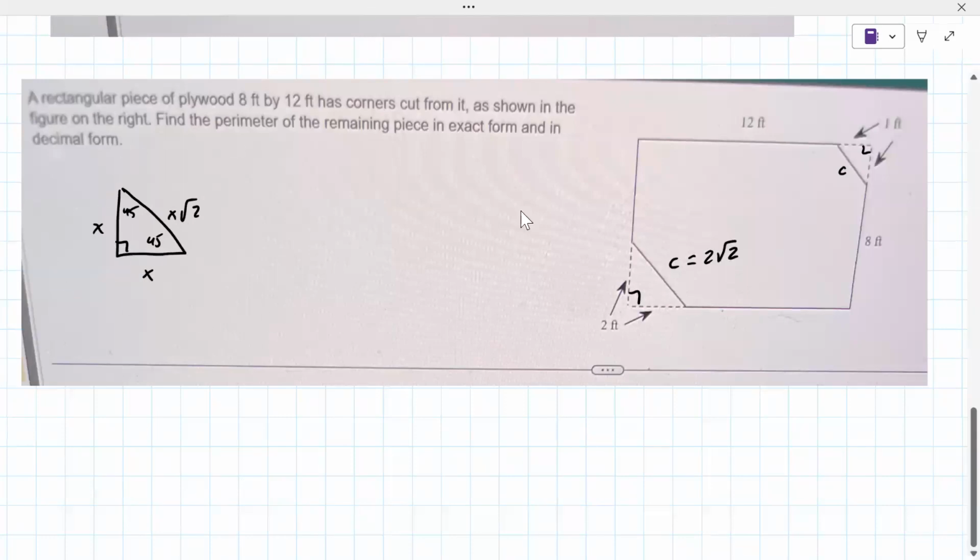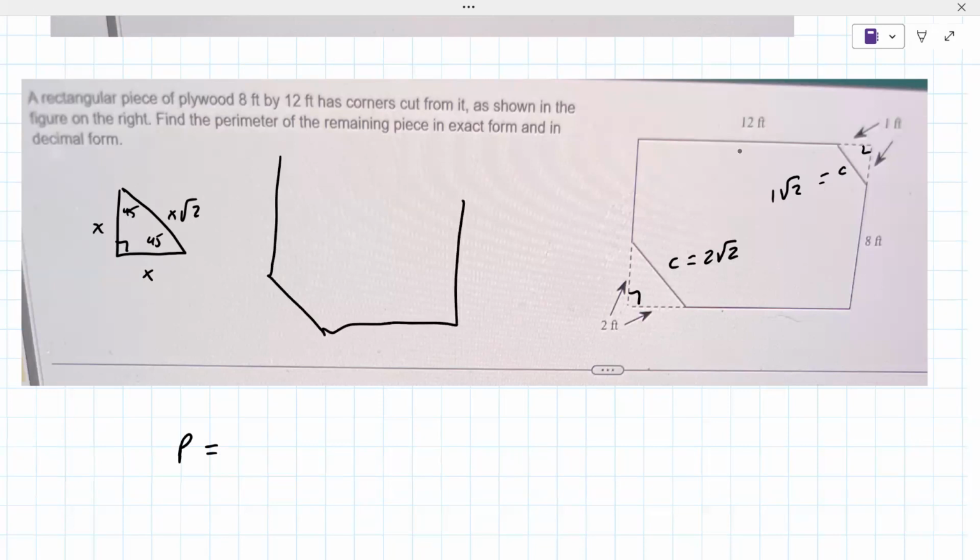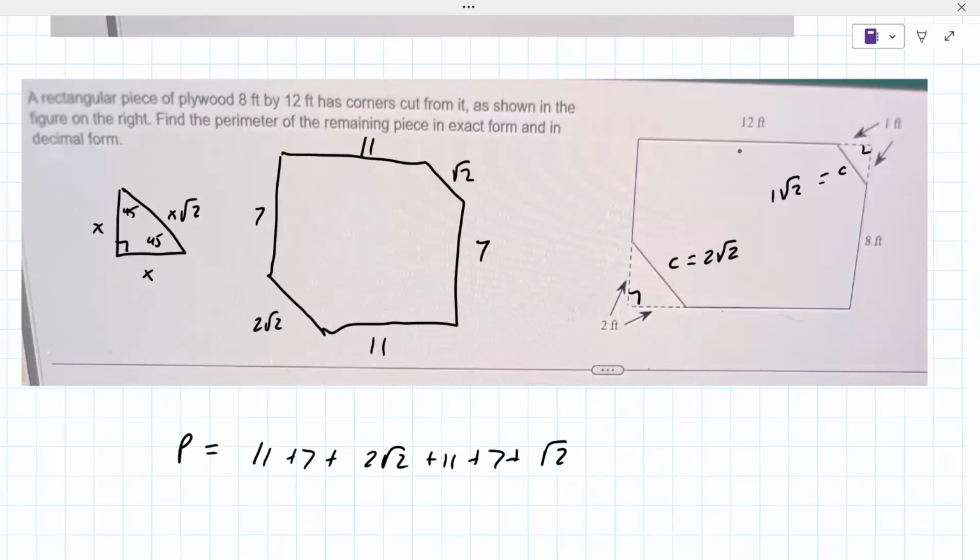And then same thing over here on the top right, because both the legs are 1, this is 1 square root 2. So to calculate the perimeter, you also have to deduct out what's going on here. You might want to redraw it, since it's a weird piece anyway. This is 11, this is 11. This is 7, this is 7. And then you've got 2 root 2 and then root 2. So now you're just adding all those up. And this is probably reasonable for showing your work.